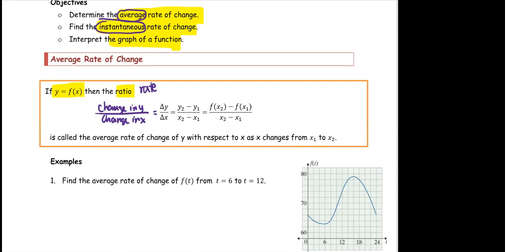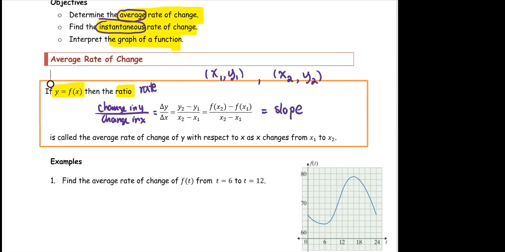So if you have two ordered pairs, the first one we name x1, y1. The second ordered pair we name x2, y2, or two points located on the graph. We find the difference of the y, which is y2 minus y1, and the difference of the x, which is x2 minus x1. You divide them. That is called the rate or the ratio. And this is just the slope formula that you have done before.